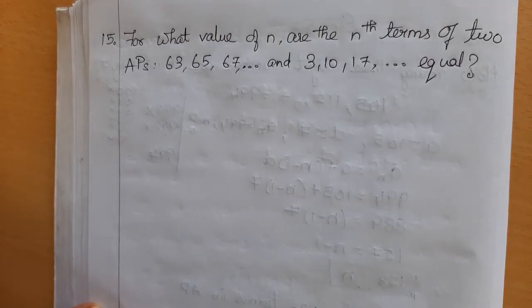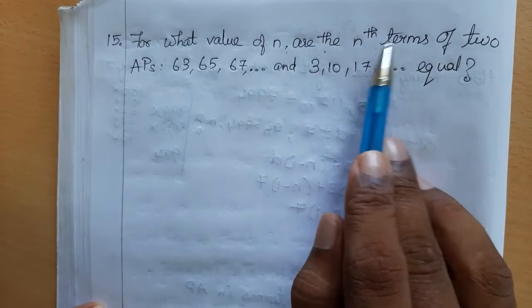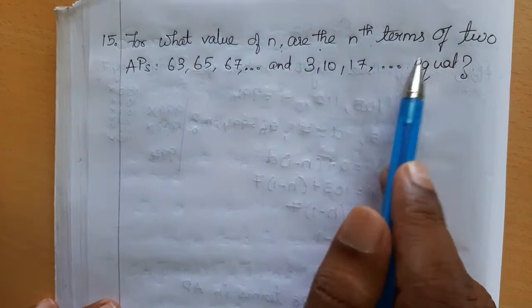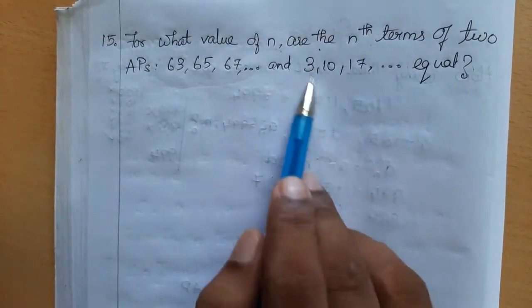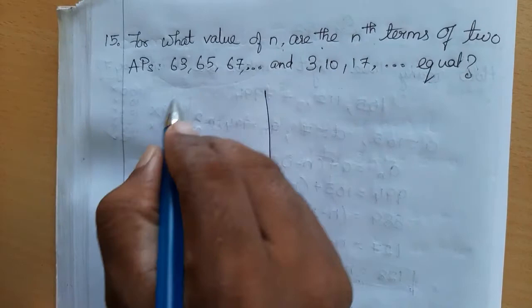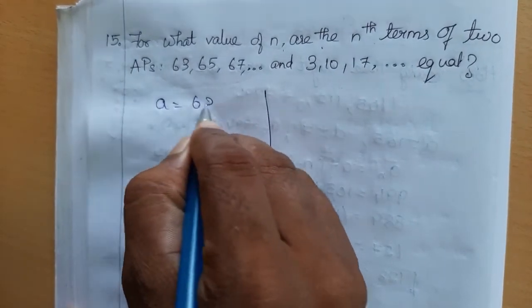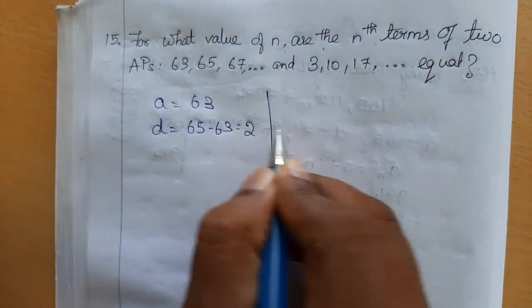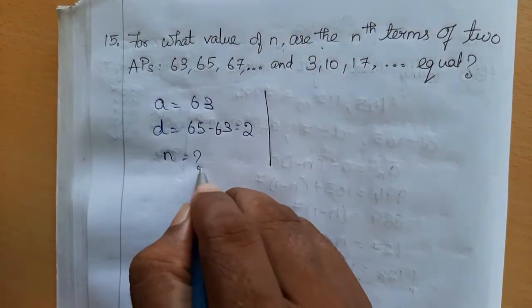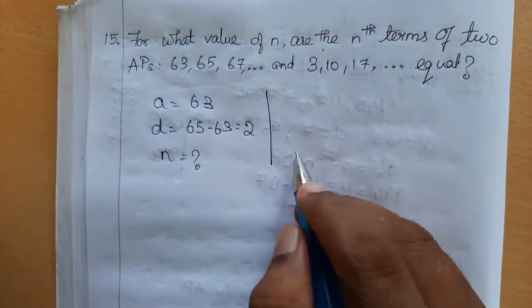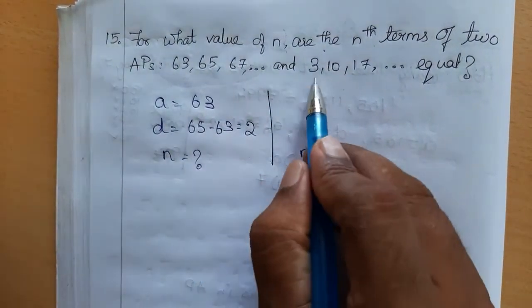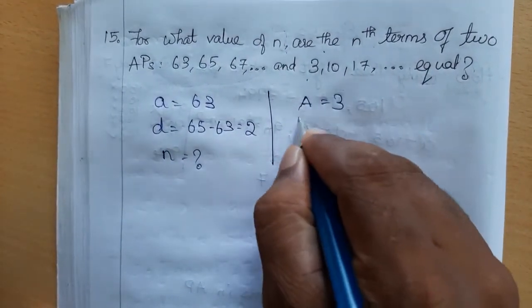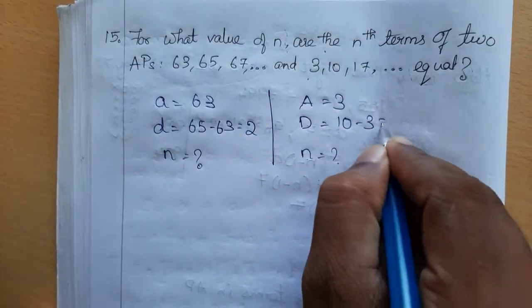So here we go for the next problem. For what value of n are the nth terms of two given APs equal? So when n is the same, the nth term of this AP and this AP will be equal. So two APs are there. For the first AP, let me consider a is equal to 63 and d is equal to 65 minus 63, which is equal to 2, and n is what we have to find. For the second AP, let me consider capital A is equal to 3 and capital D is equal to 10 minus 3, which is equal to 7.